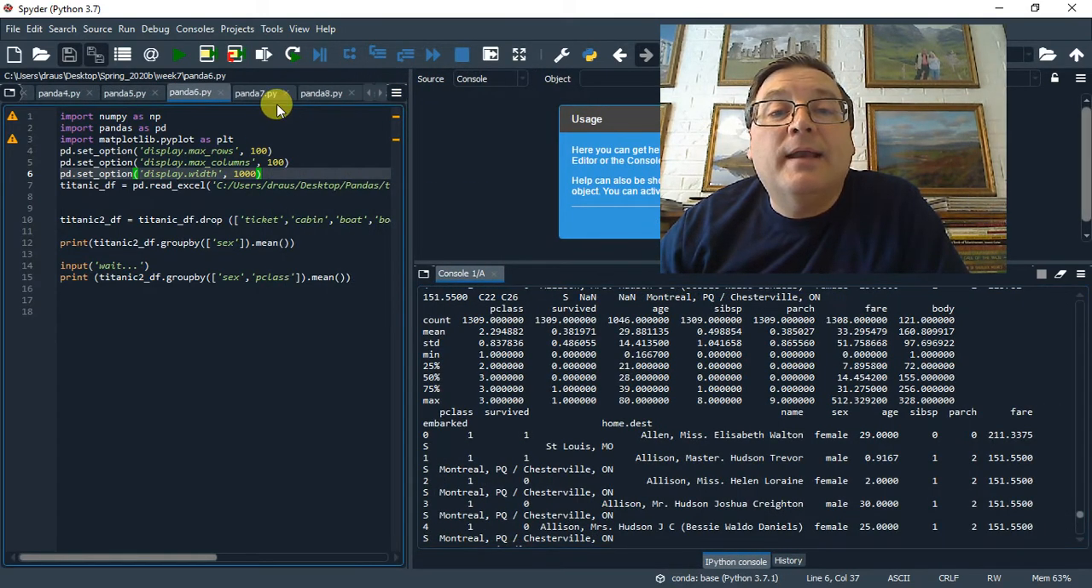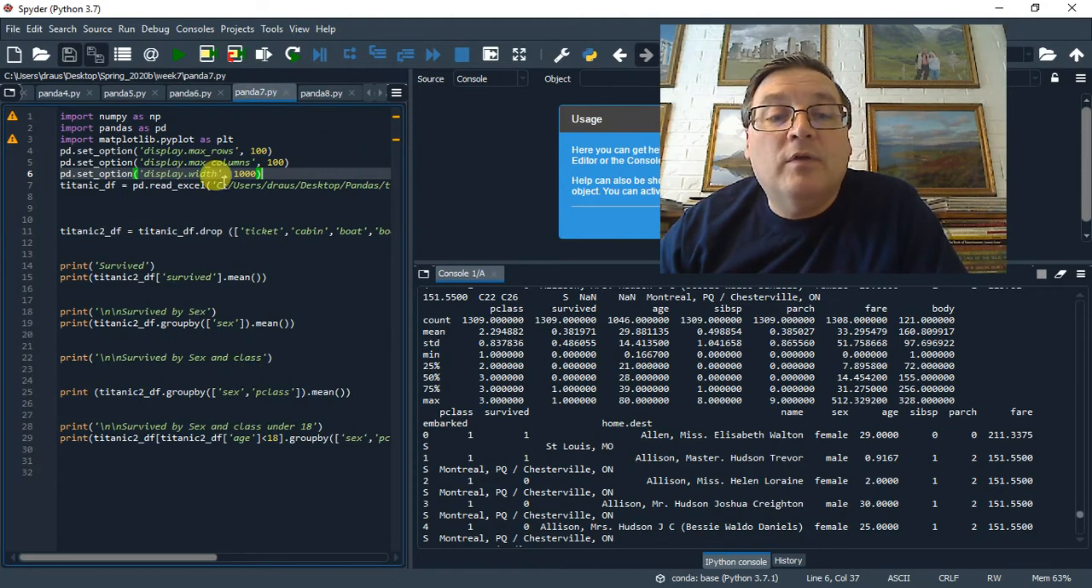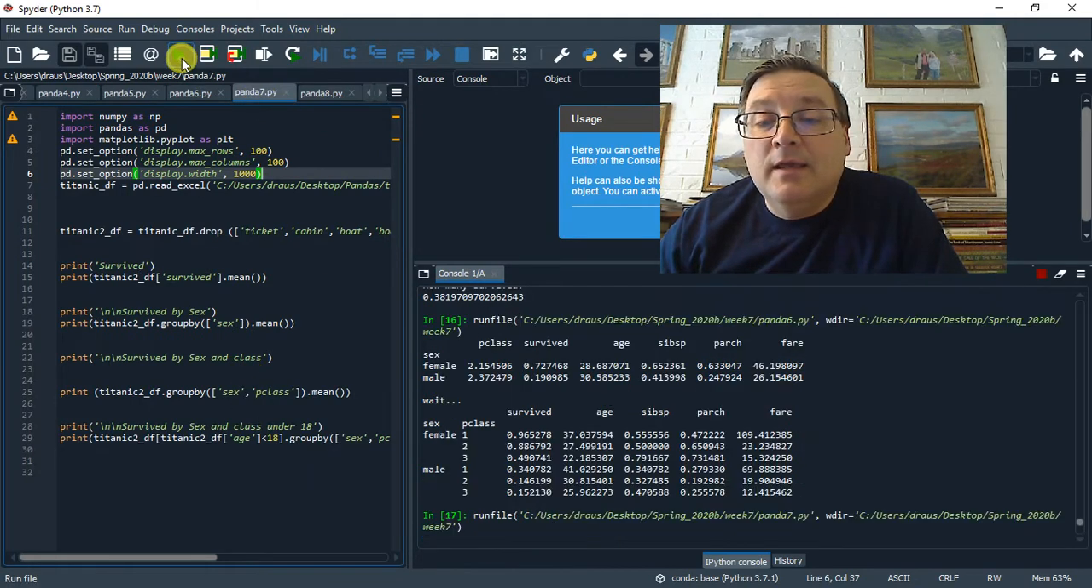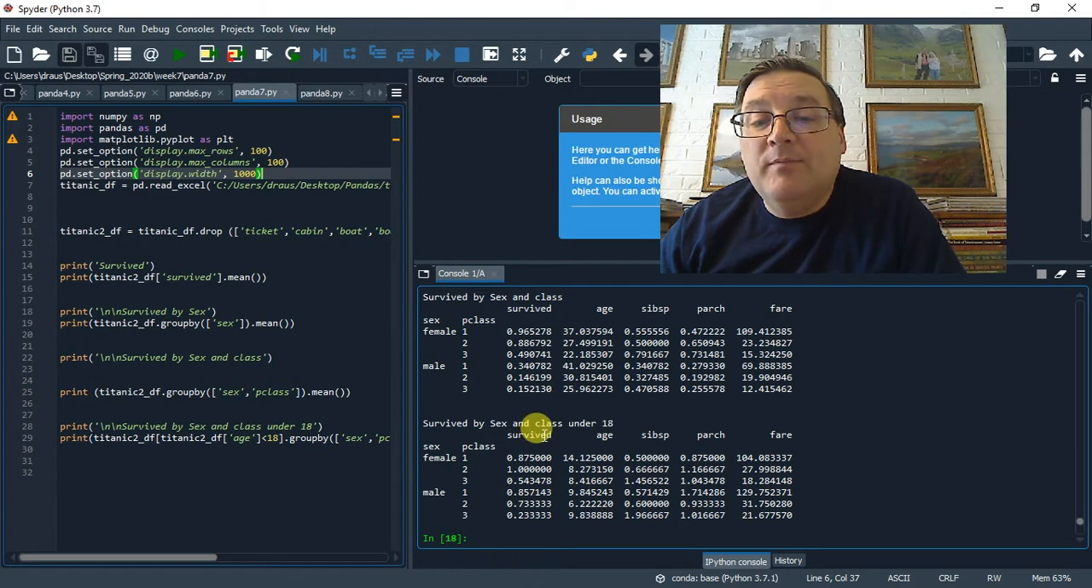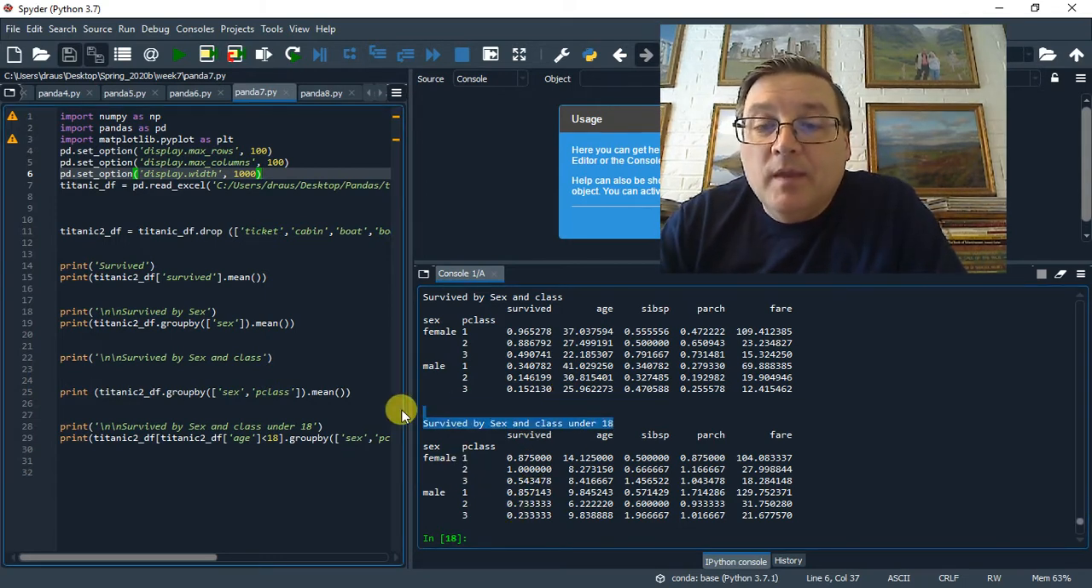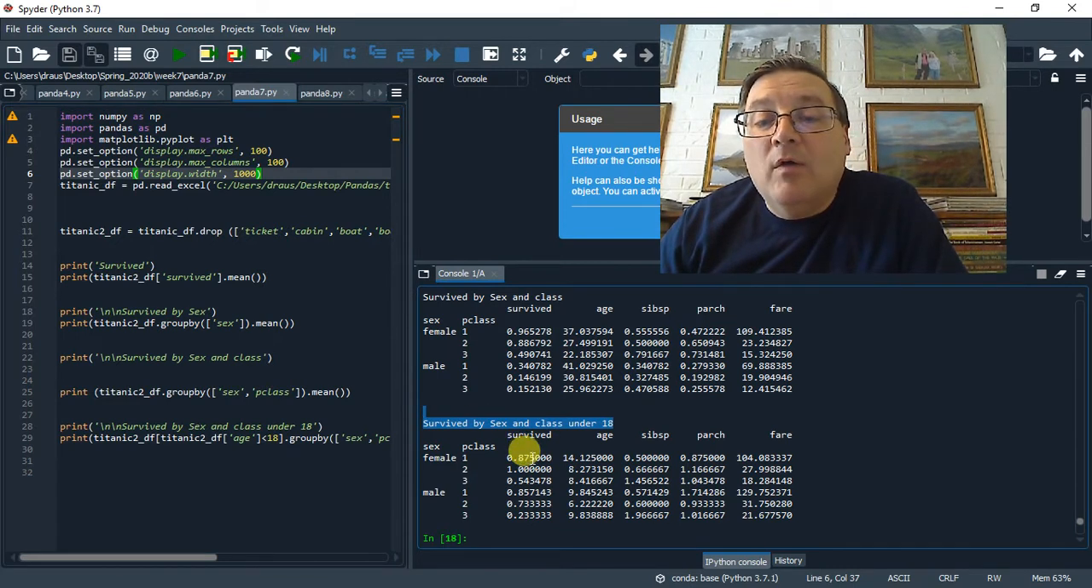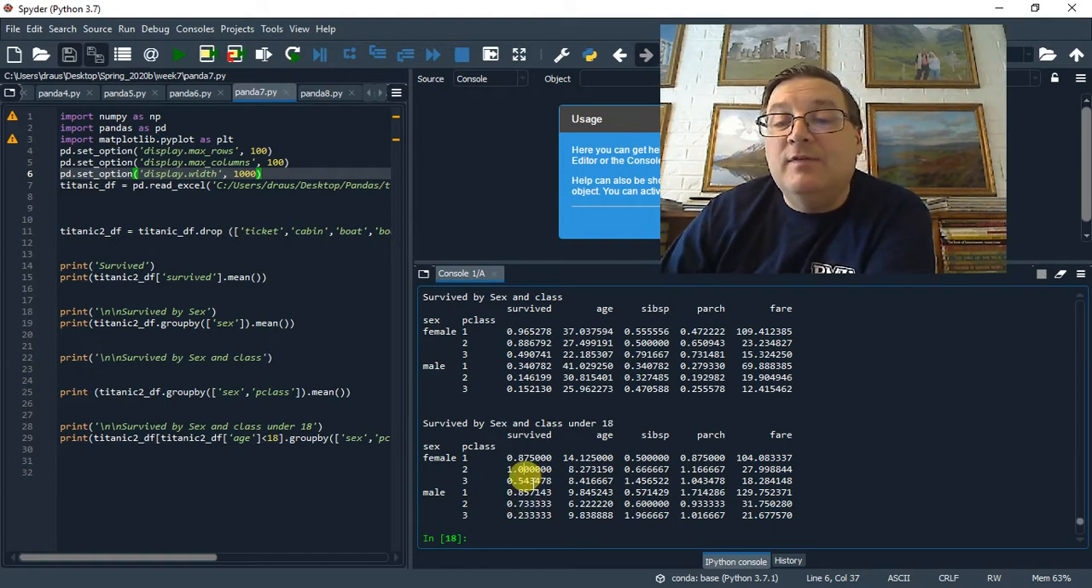And let's look at class a little bit further. Now if we look at these, we did the same thing here, but now we're looking at people under 18. So now 80% of the women who were in first class survived, which is actually less than all the women in first class if we look at there. 100% of the women who were under 18 survived in second class, and 54%.